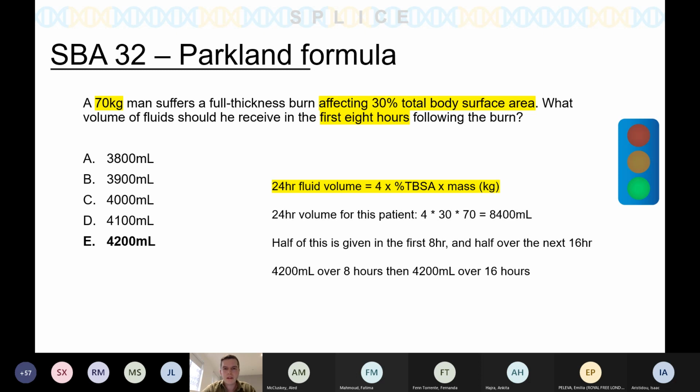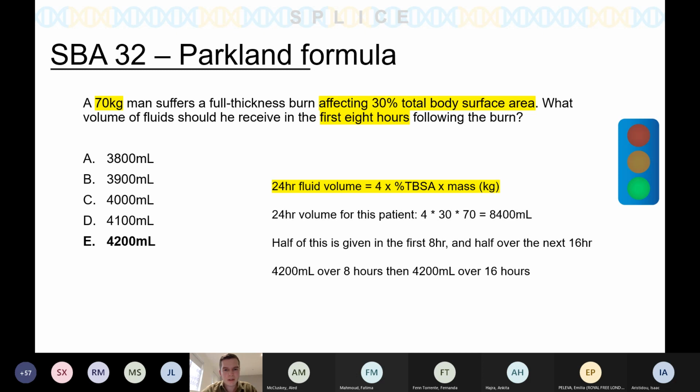The first half of that is given in the first 8 hours, i.e. the first third of that time, and then the second half of the fluids is given in the next 16 hours. So there was another thing to do in this question, was divide the total volume that you worked out by 2, because it's in the first 8 hours, and give 4.2 litres.